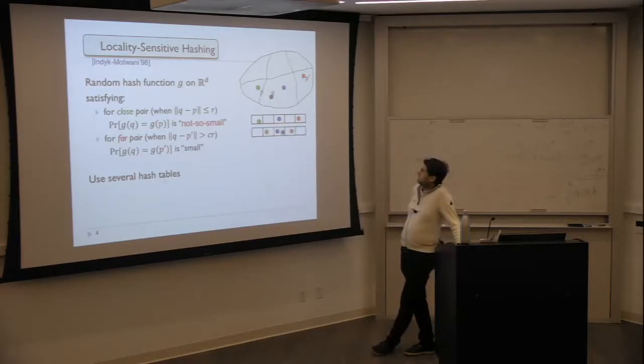This means we pick a few random partitions, for each of them we build a hash table, and hope that at least in one of these hash tables, for a future query Q, it will collide with a near neighbor P, at least in one of these hash tables like this one.